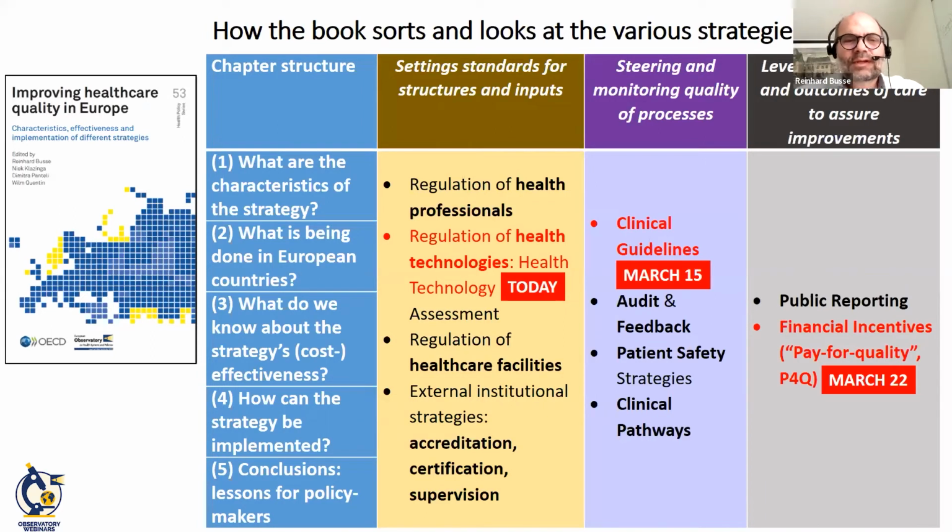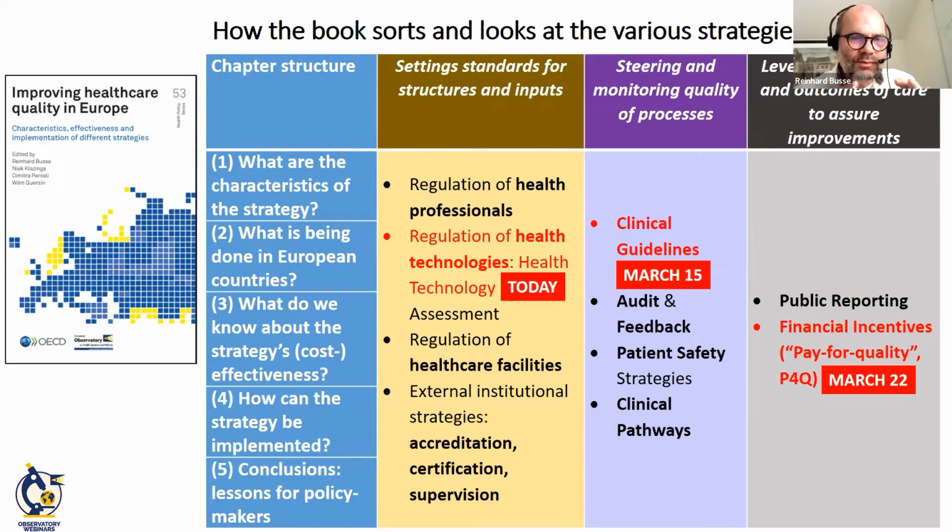And there is a range of strategies. In the book, called Improving Healthcare Quality in Europe: Characteristics, Effectiveness, and Implementation of Different Strategies, we call health technology assessment a strategy. And you see the chapters here already highlighted by Dimi. And clearly we had a huge debate: how can we sort all the different strategies? There is a structure, process, outcome approach. There are other ones like a continuous improvement cycle.